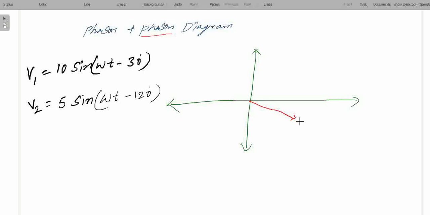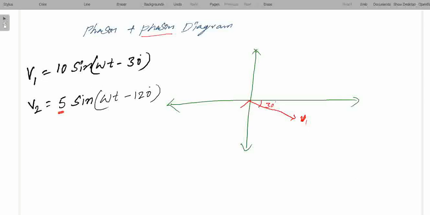So this is your V1. What is the angle? Angle is equal to 30 degrees. Then what about your V2? V2's vector length is less as compared to your V1.